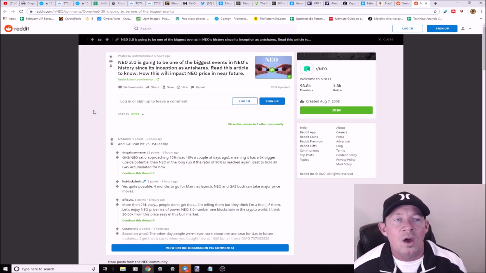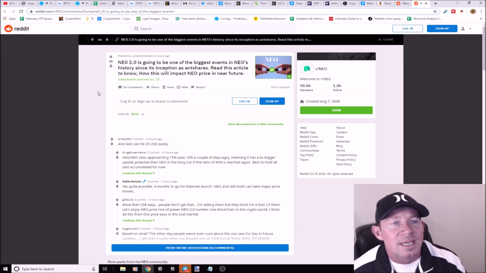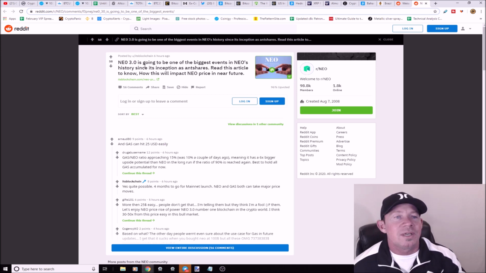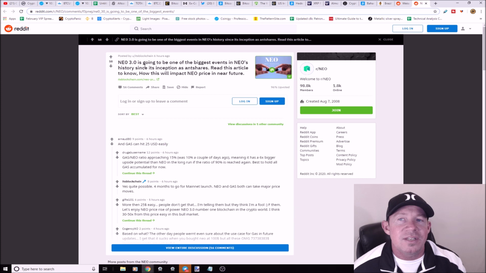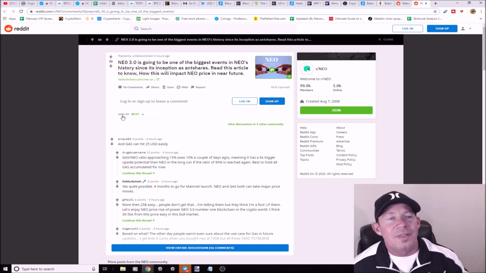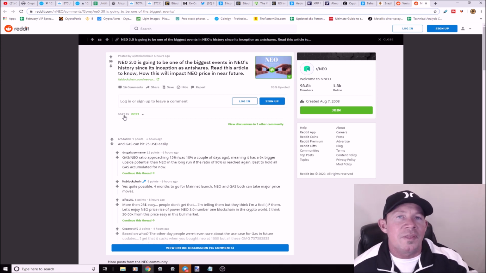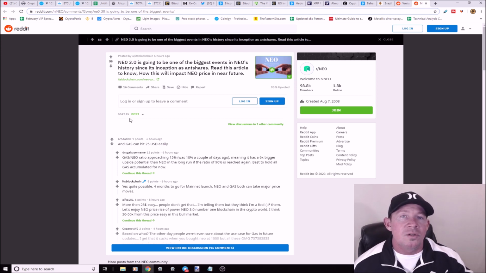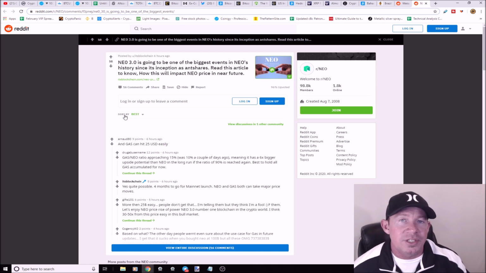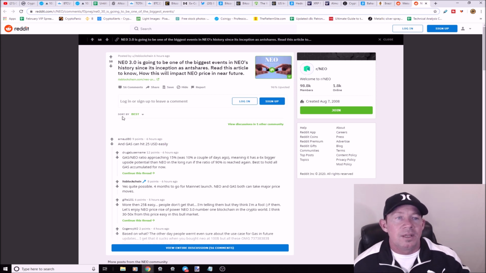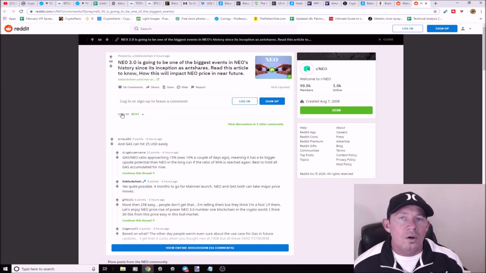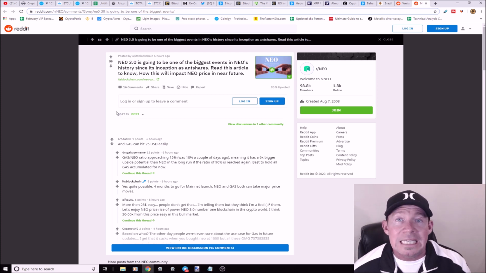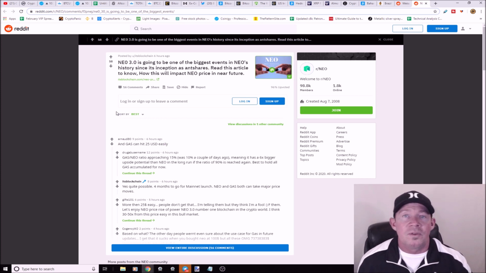Neo 3.0 is coming. This is going to be one of the biggest events in Neo's history since its inception. So again, this is going to impact the price of Neo in the future. If you remember, Neo likes to run with Ontology, but then GAS likes to run with ONG, Ontology's gas, basically, right? And so you watch those four, when they start to run, they can be leading indicators that the other ones are about to take off.